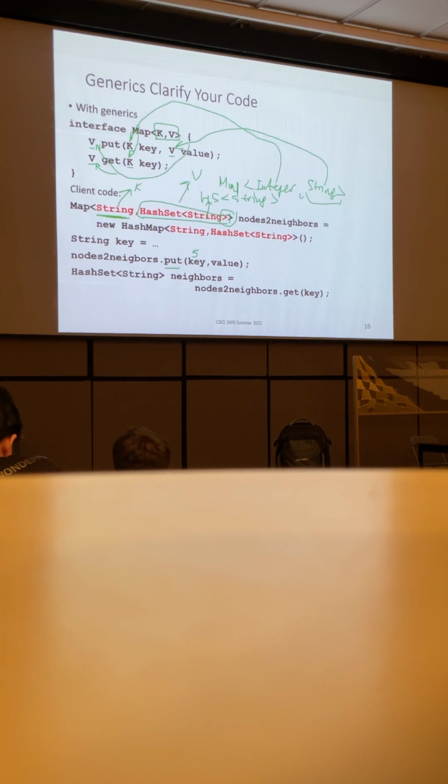Imagine before generics, your collection would take the key and value as Object. Despite the fact that it's not the type that you wanted, there was no type safety when you were dealing with collections, and that was very annoying. So now with generics, it's a lot safer.